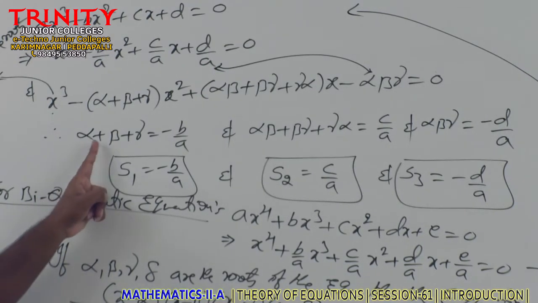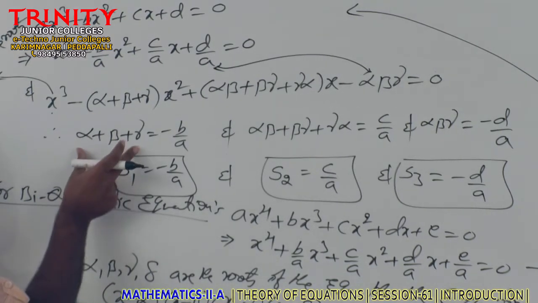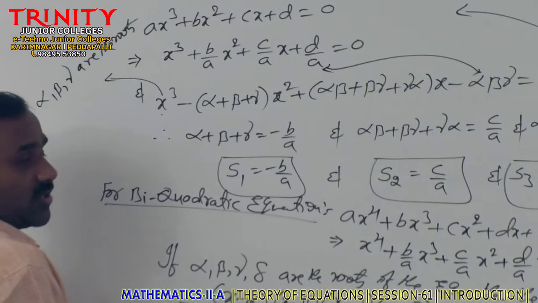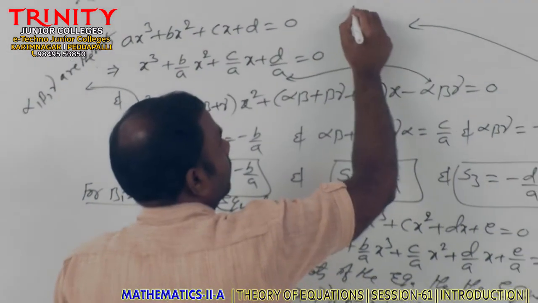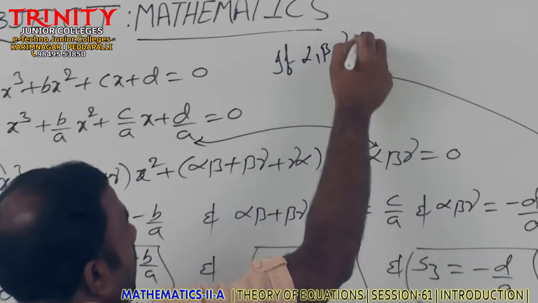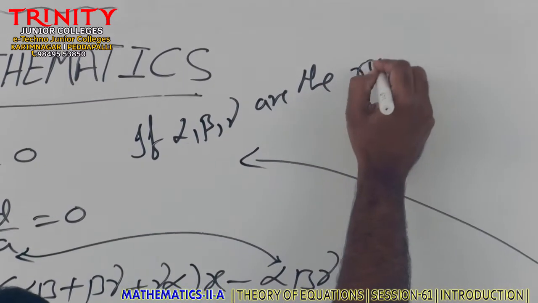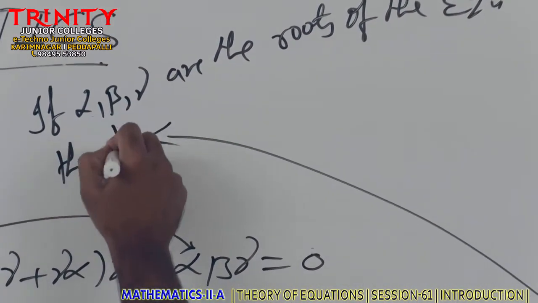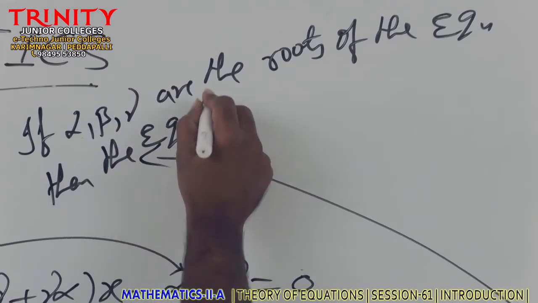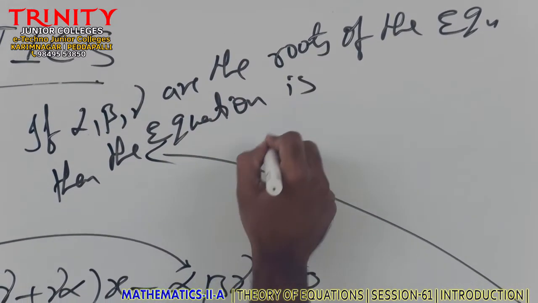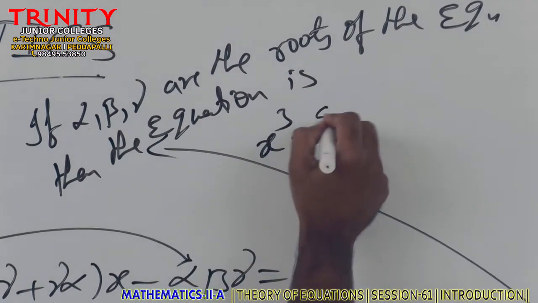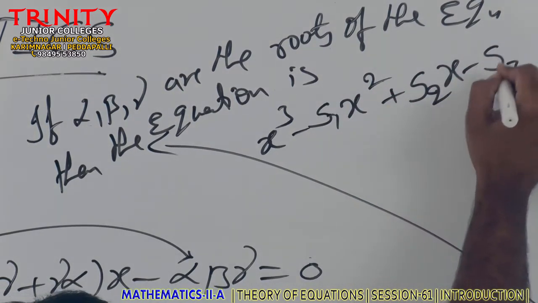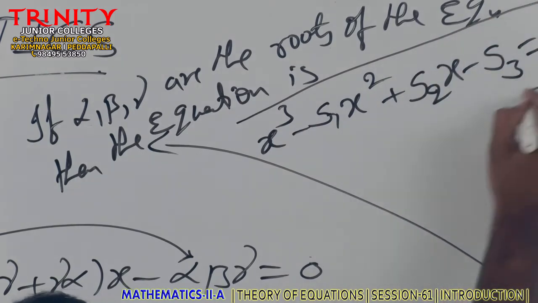S1 is nothing but the sum of the roots, alpha plus beta plus gamma. Means in place of alpha plus beta plus gamma, I replace S1. If alpha, beta, gamma are the roots of the equation, then can I write the equation as x cube minus s1 x square plus s2 x minus s3 is equal to 0 or not?